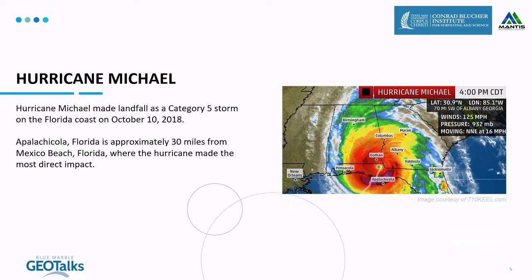And the hurricane that we have quantified the impacts of is Hurricane Michael. A little bit about Hurricane Michael. They went back and actually categorized it as a Category 5 storm. It made landfall on the Florida coast on October 10th of 2018, and it made the most direct landfall near Mexico Beach, Florida, but that's only about 30 miles from Apalachicola. So Apalachicola and the study site did get hit pretty hard from the hurricane.